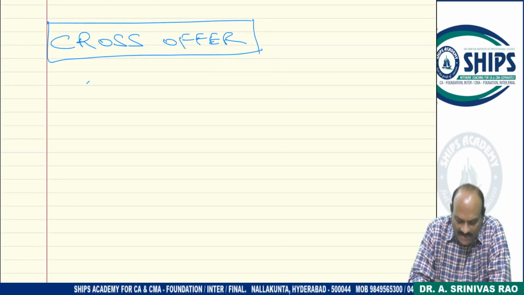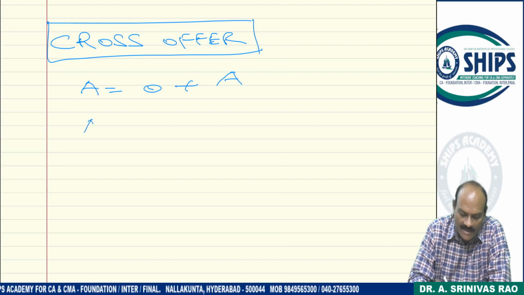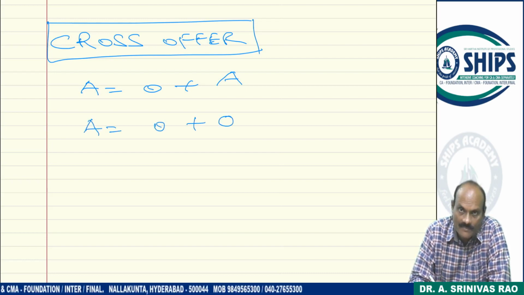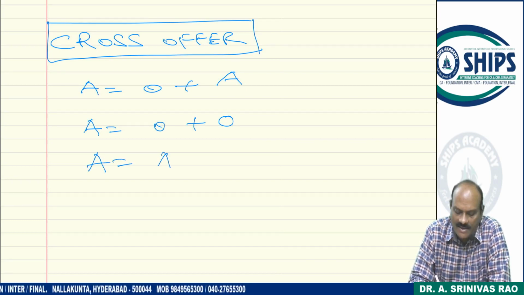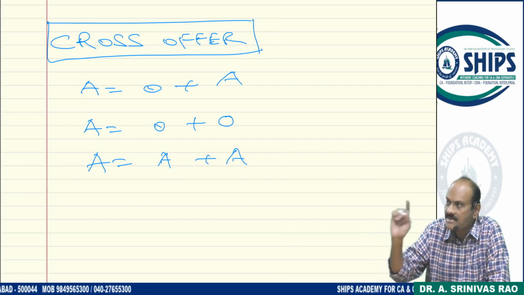Tell me guys, what is agreement? Offer plus acceptance. Can I write like this? Agreement is equal to offer plus offer. What is missing? Can I write like this? Agreement is equal to acceptance plus acceptance. What is missing? If you know this logic, you know the definition of a cross offer.